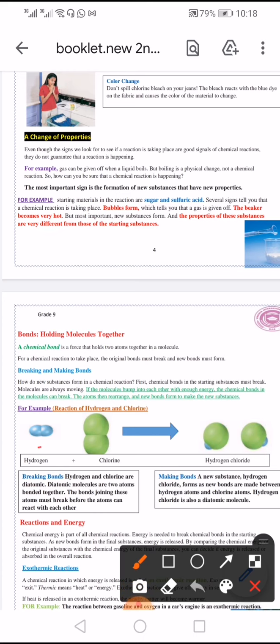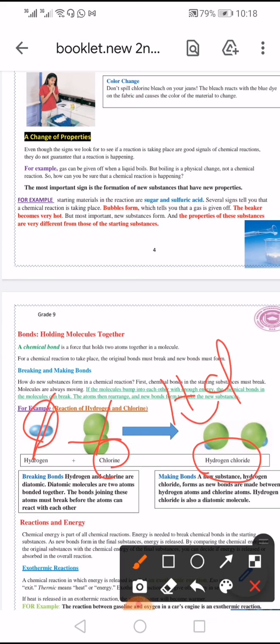Like this example, hydrogen and chlorine. To form hydrogen chloride, we should break the bond between the hydrogen atoms, break the bond between the chlorine atoms, and form hydrogen chloride, HCl. So, breaking a bond and forming a new bond.